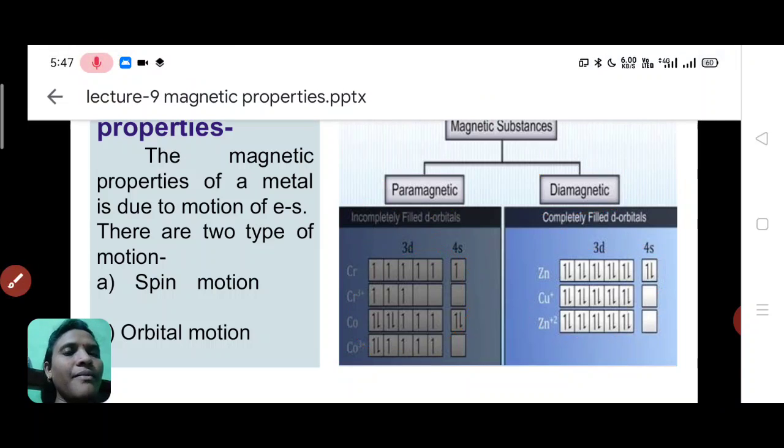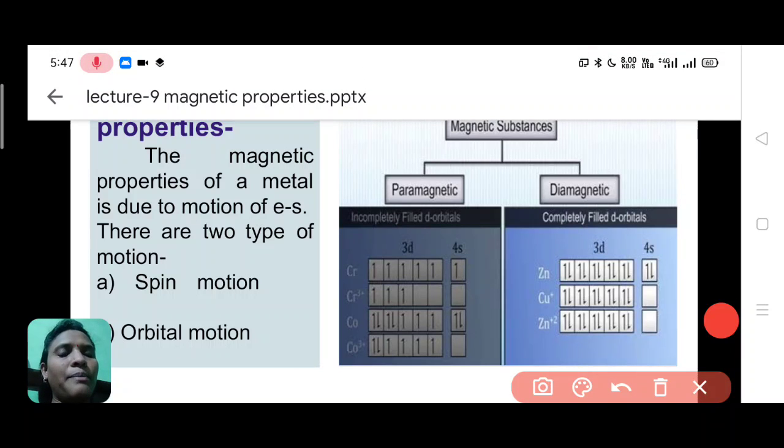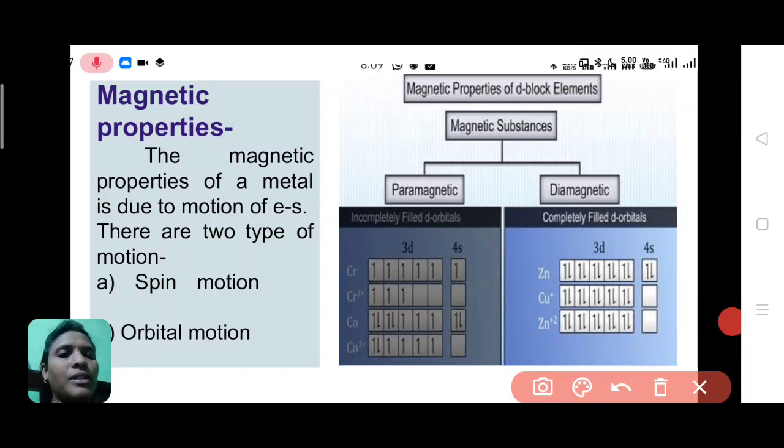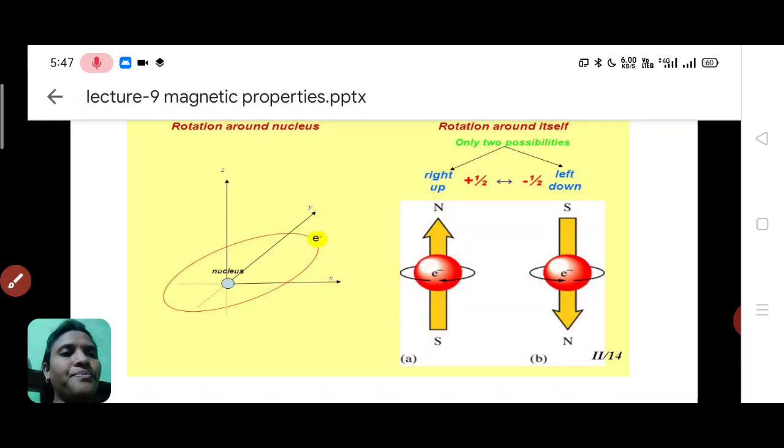So see, d block elements possess magnetism, and this magnetism is due to the motion of electrons. The motion of electrons is of two types, spin motion and orbital motion. So now let's see what is spin motion and what is orbital motion.